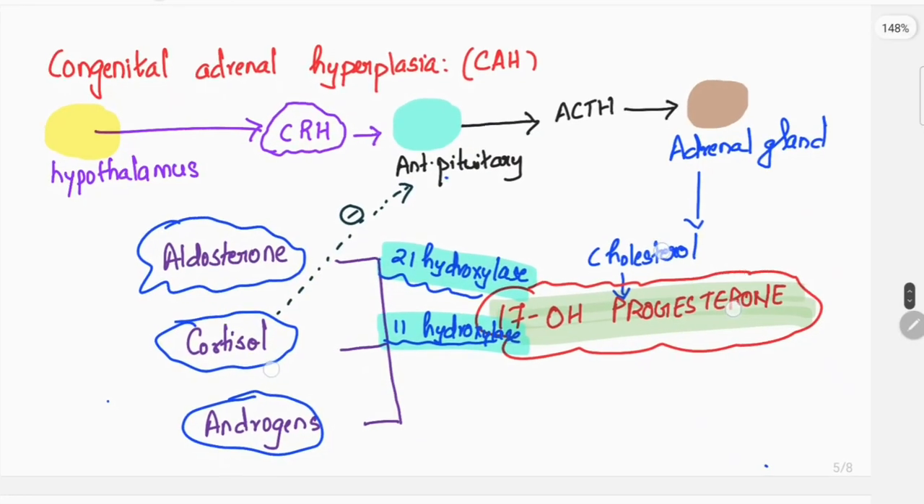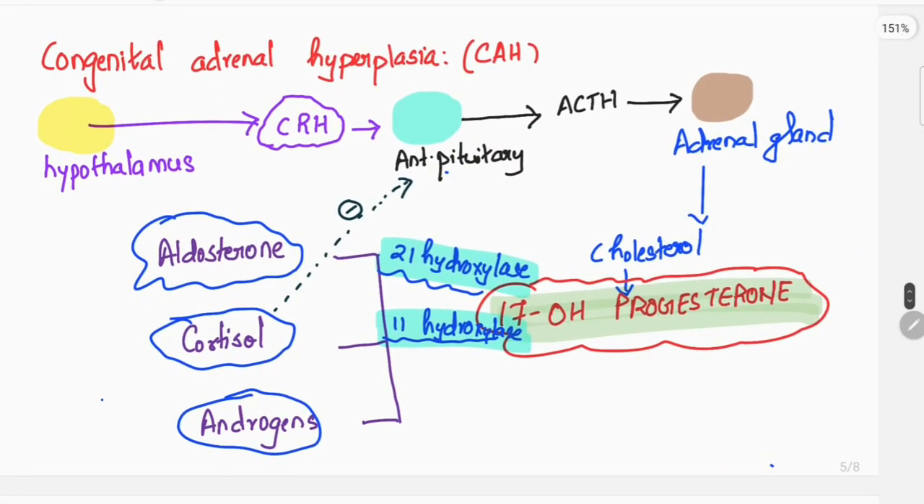Now let's talk about congenital adrenal hyperplasia. First, you should know the normal physiology of how hormones are produced. Only then will you understand what happens in CAH.